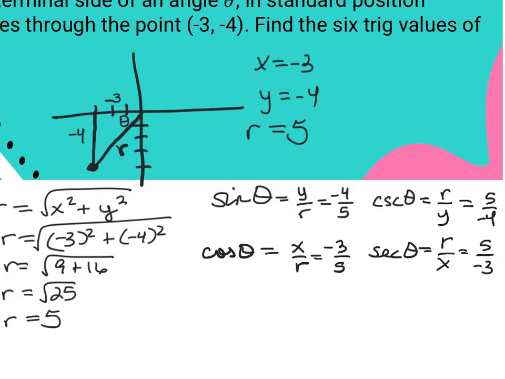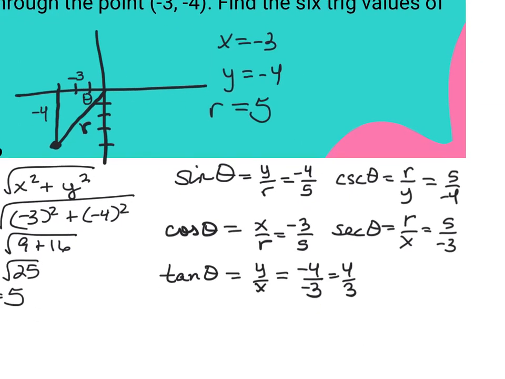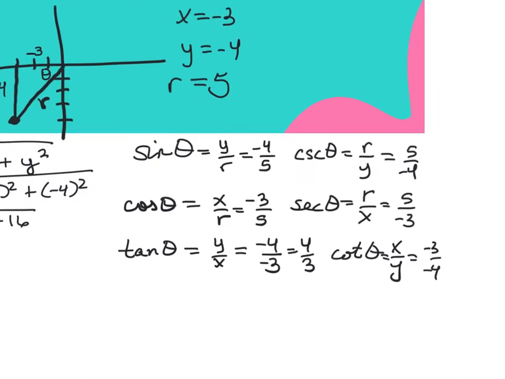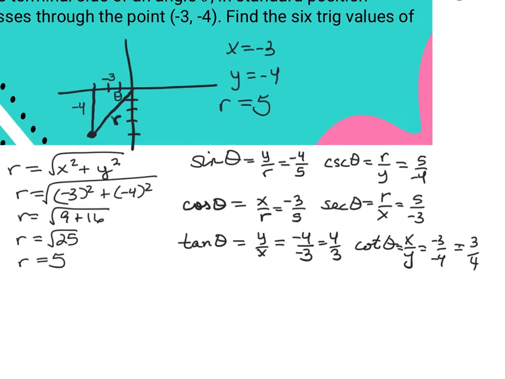Next, I need to do tangent and cotangent. Tangent, y over x. Negative, negative simplifies to a positive. Cotangent, flip it. -3 over -4, which also simplifies to a positive 3 over 4. So remember the little trick.